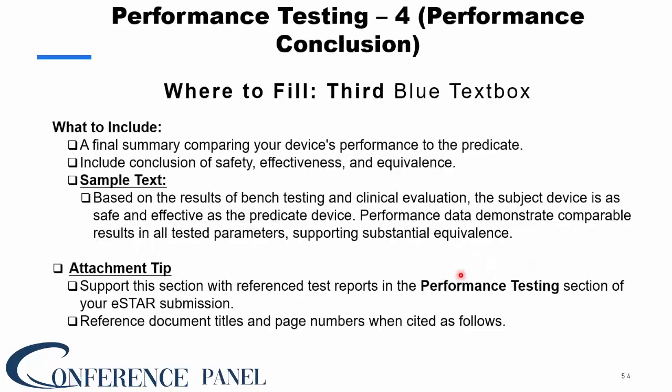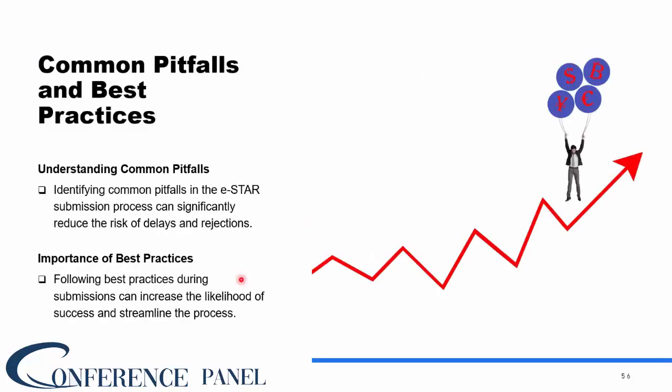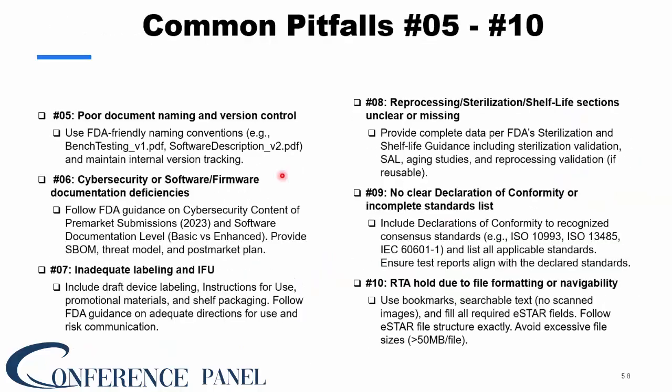Now performance testing 4, where to fill in the blue box. This is how you make a reference. If not applicable, what wording to provide and what information you have to upload. By doing so, you avoid some common pitfalls. And as part of best practices, common pitfall number 1. Pitfall number 5, poor document naming and version control.